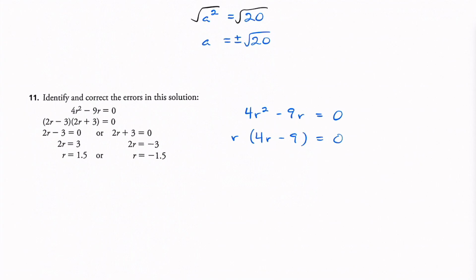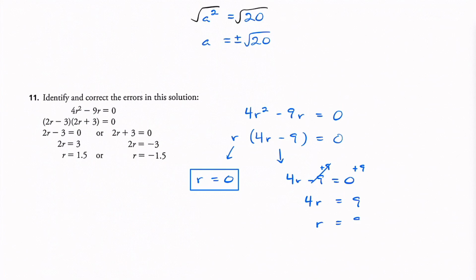So now what we can do is we can take each of these and equate them to 0 and solve. So the first one, r equals 0, that one's easy. We just get r equals 0. The second one, we got 4r minus 9 equals 0. So add 9 to both sides. The 9's cancel. And then divide both sides by a 4. So that would be your answer. R equals 9 over 4 and r equals 0.